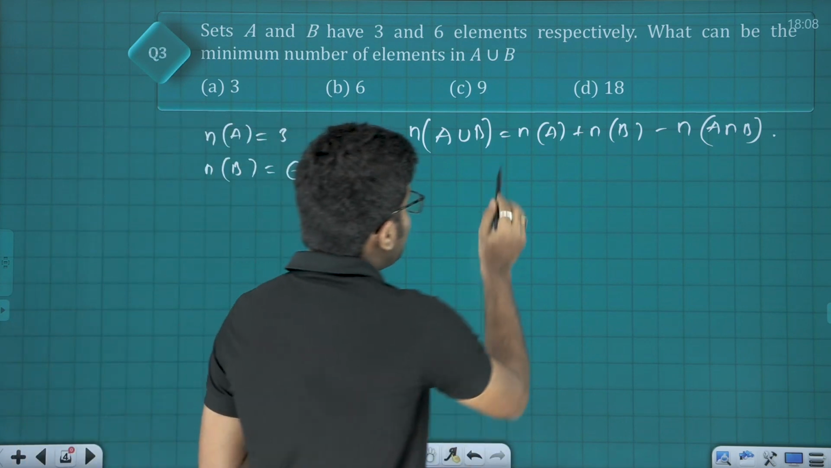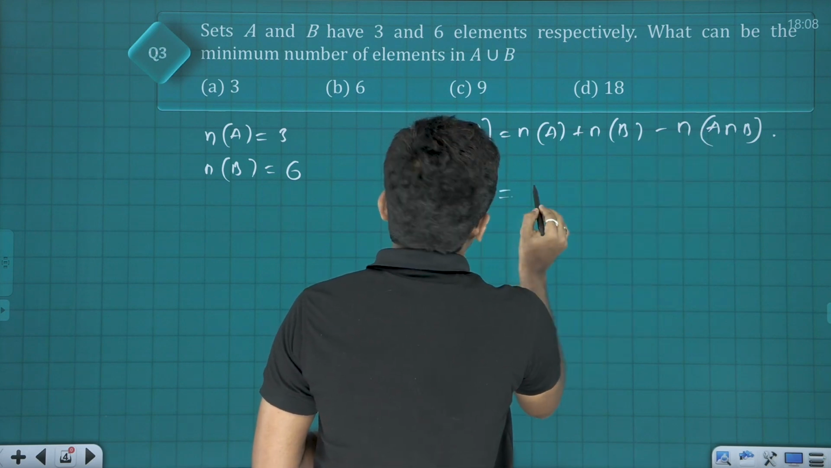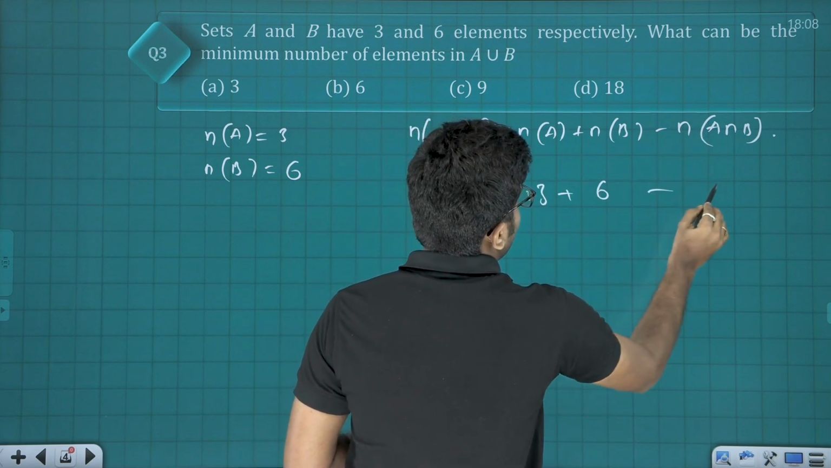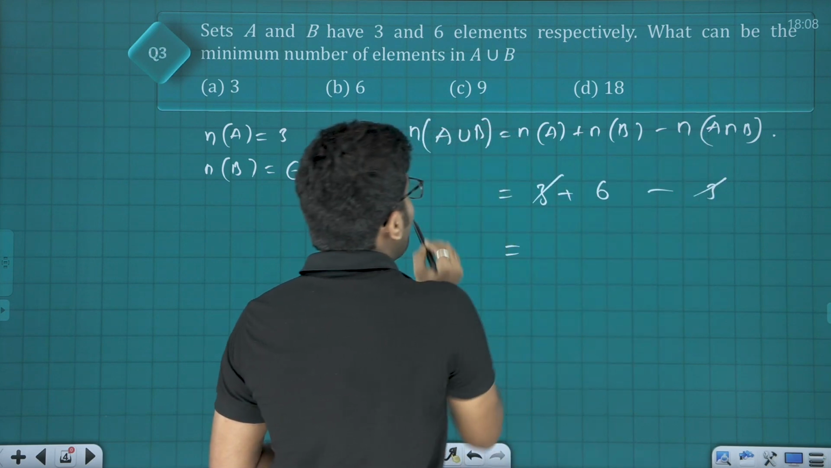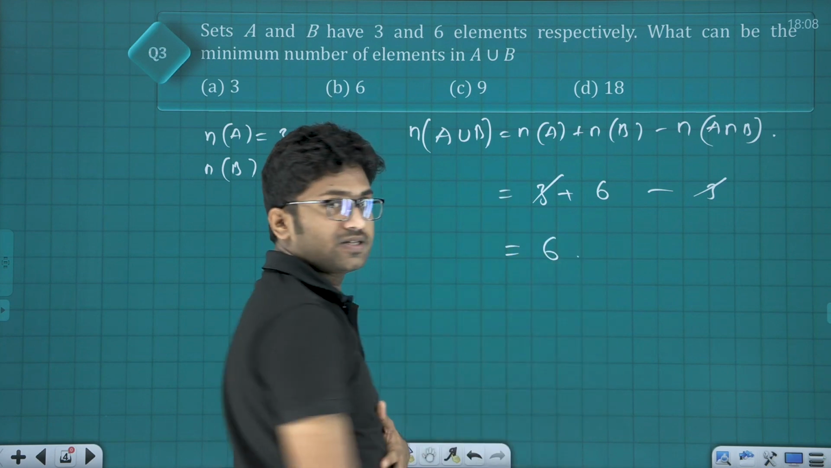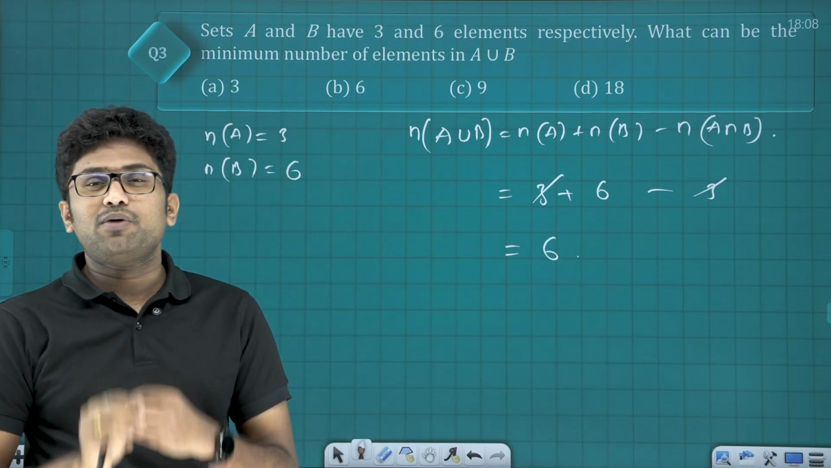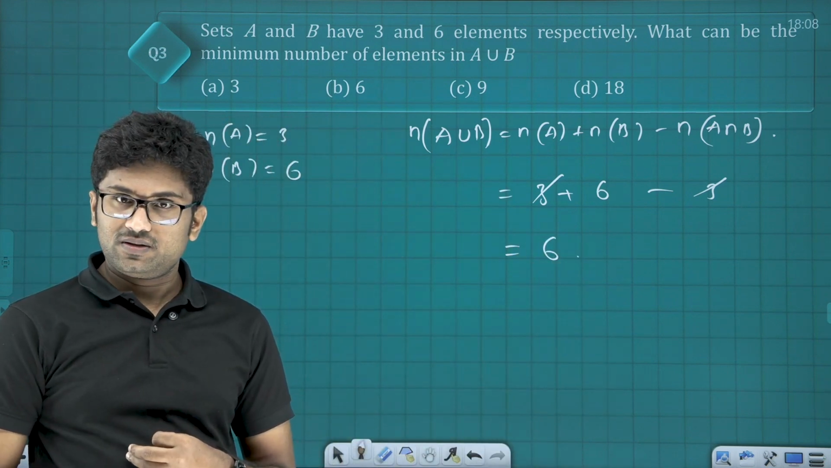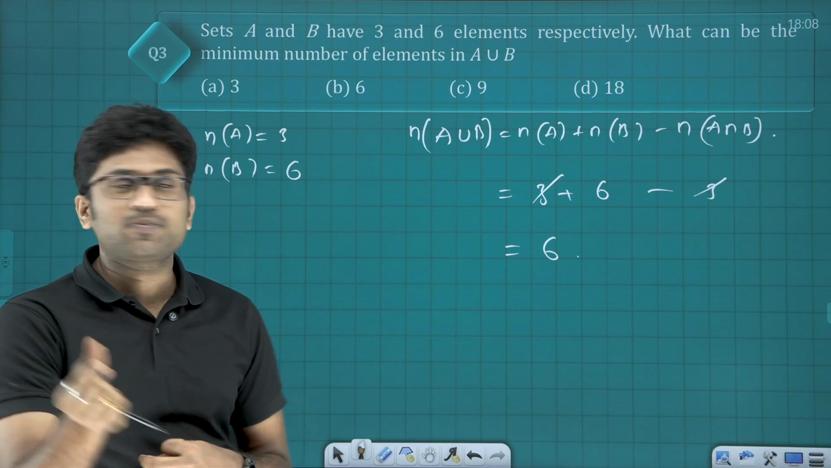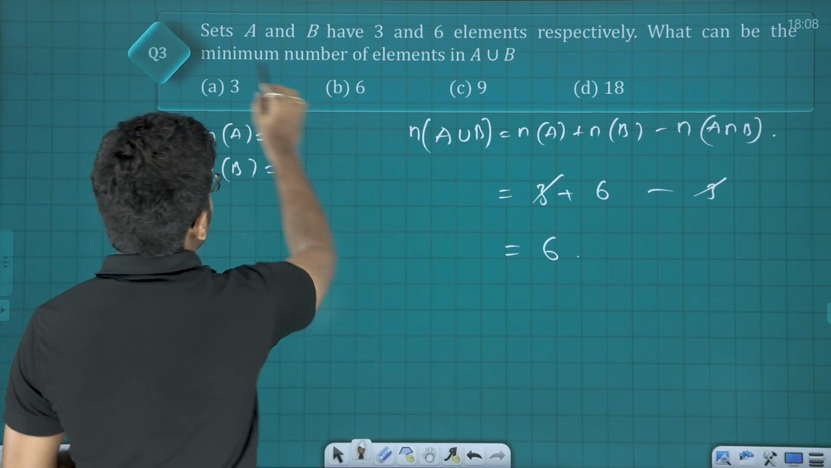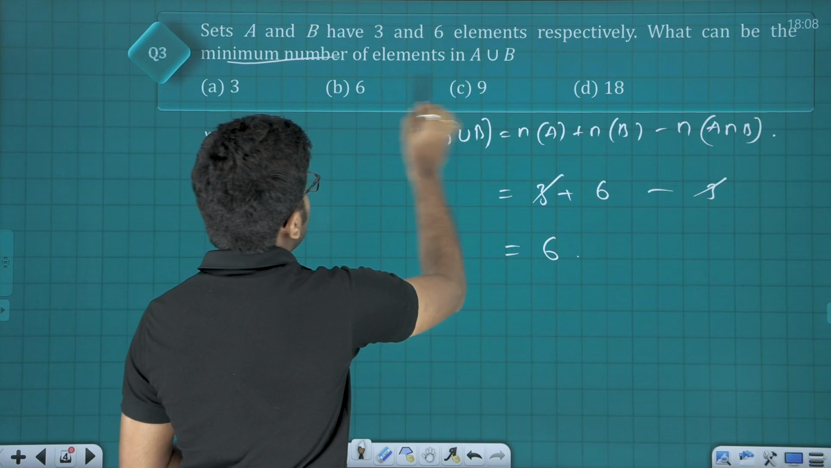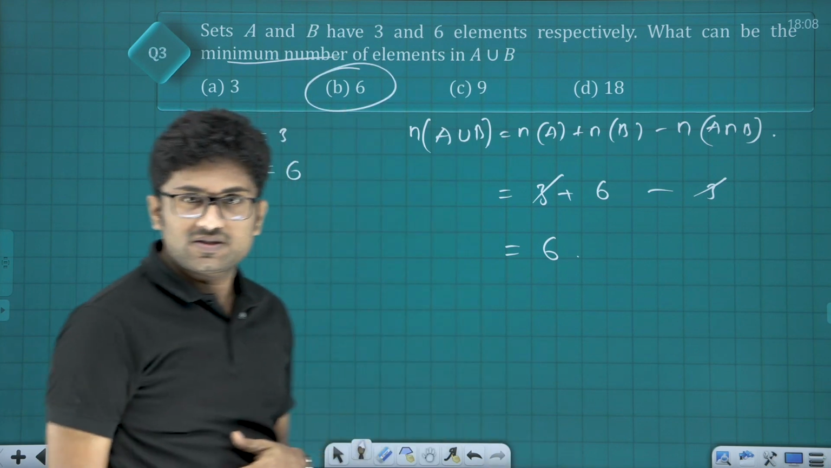Then only will A intersection B be 3. So if A intersection B is 3, the maximum, then 3 plus 6 minus 3. So the minimum value of A union B will be 6, friends. The least number of distinct elements possible will be 6 only. So they are asking the minimum number of elements in A union B, which is 6, option B.